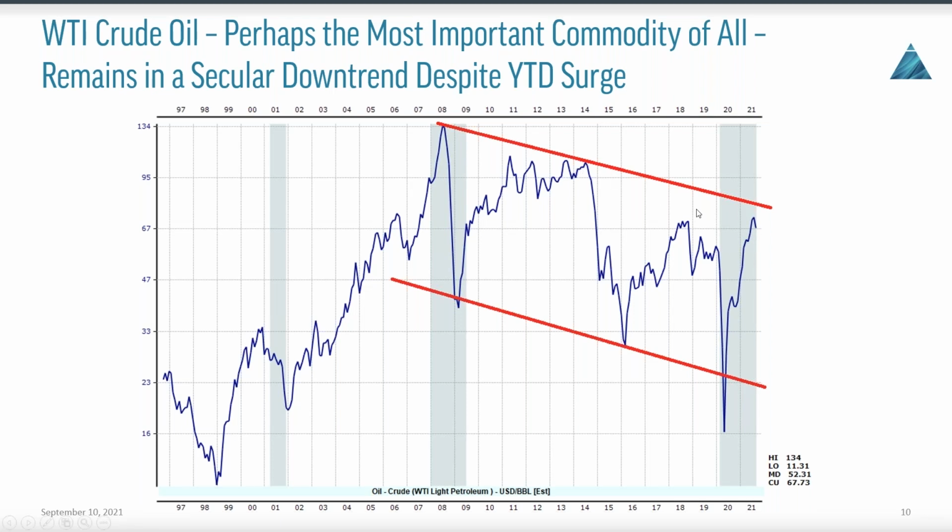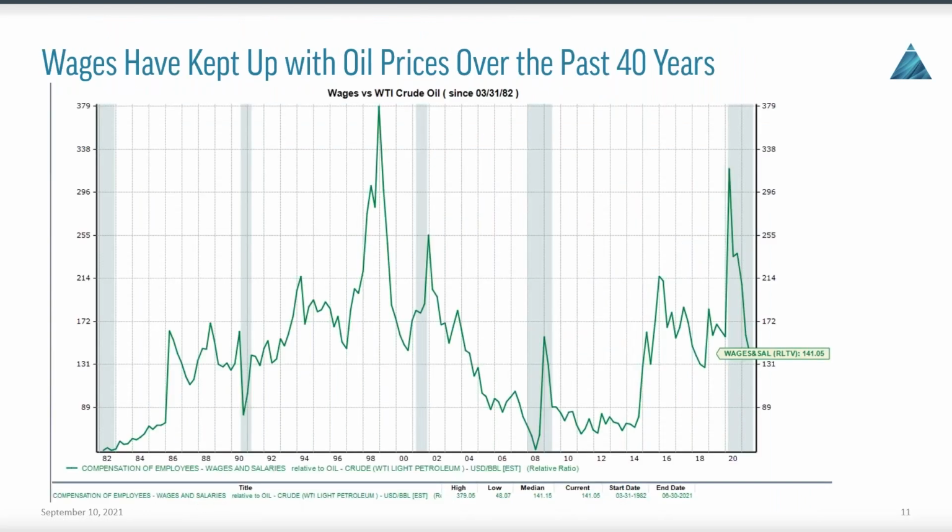So I see that crude oil is remaining in a secular downtrend despite that huge year-to-date surge there. So we'll see what happens here, but I still don't think that this is cause for concern with regards to commodity inflation. And wages have actually kept up with inflation.